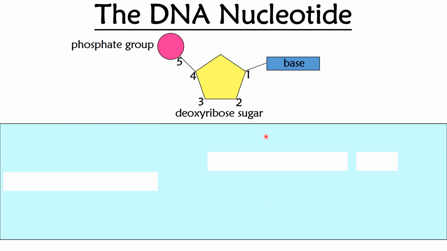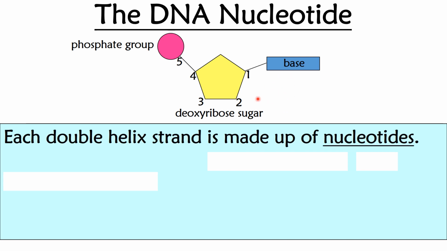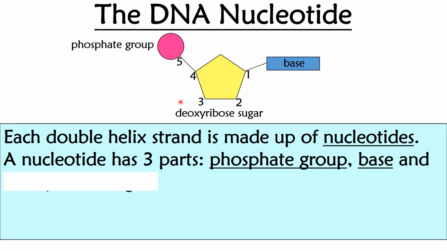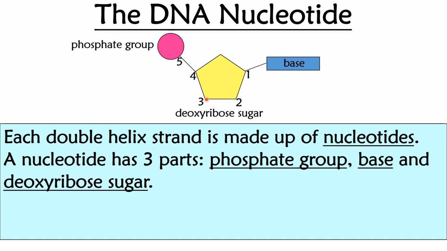So here is the nucleotide. You've got 3 parts. Each double helix strand is made up of these. So it's a chain of these, as we'll see in a minute, and it's got 3 parts. They are a phosphate group, a base, so that's your A, T, G or C, and then the main part right in the middle is the deoxyribose sugar. DNA is deoxyribonucleic acid, so you might have wondered where that came from. So this is it here. The sugar part of the DNA nucleotide is deoxyribose sugar.